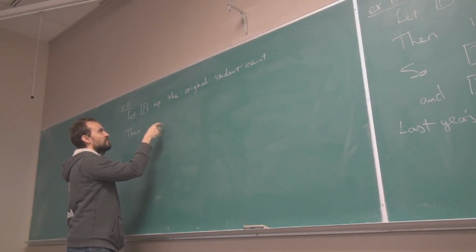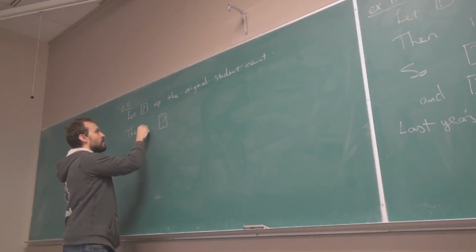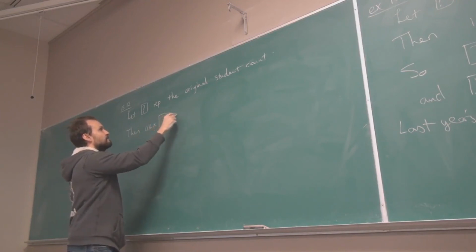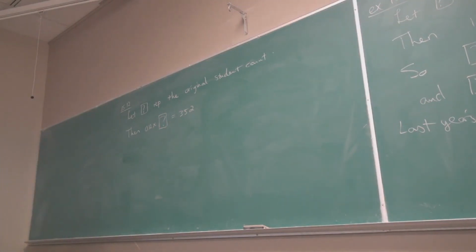This is where you say stuff. Question mark times 0.12 equals 352. Thoughts? Yes. Is that 12%? We have to read really carefully. Are they saying 12% of the original amount is 352? Or are they saying a decrease of 12% results in 352?